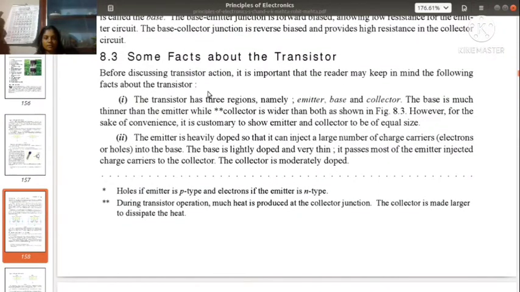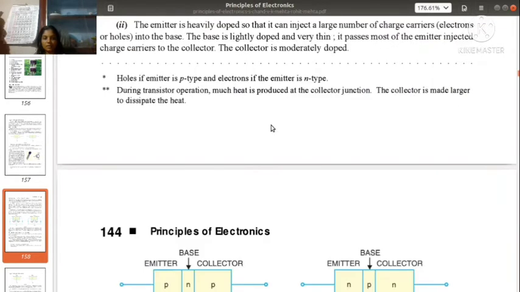Some facts about the transistor. Before discussing transistor action, it is important that the reader keep in mind the following facts about the transistor. So what are the facts regarding the transistor? The first one is the transistor has three regions, namely emitter, base, and collector. The base is much thinner than the emitter, while the collector is wider than both. However, for the sake of convenience, it is customary to show emitter and collector to be of equal size.